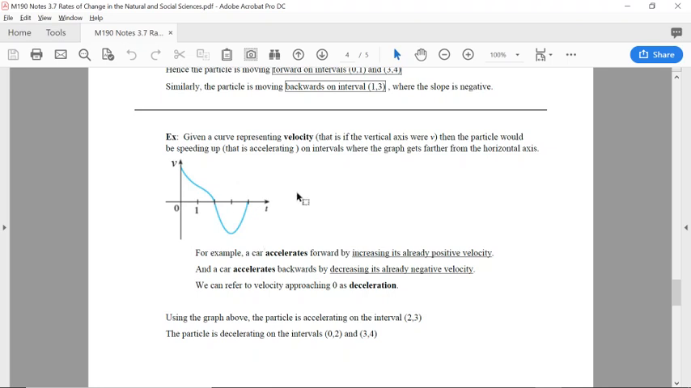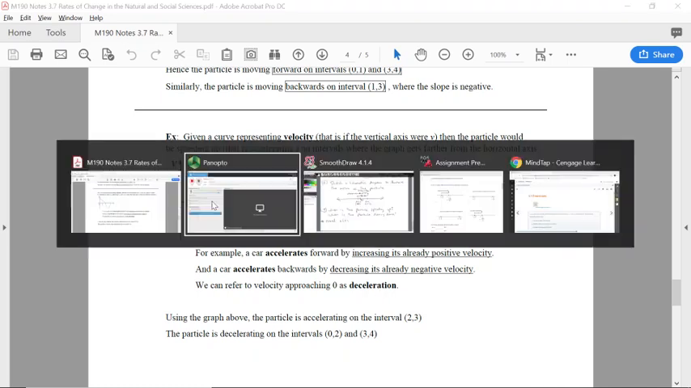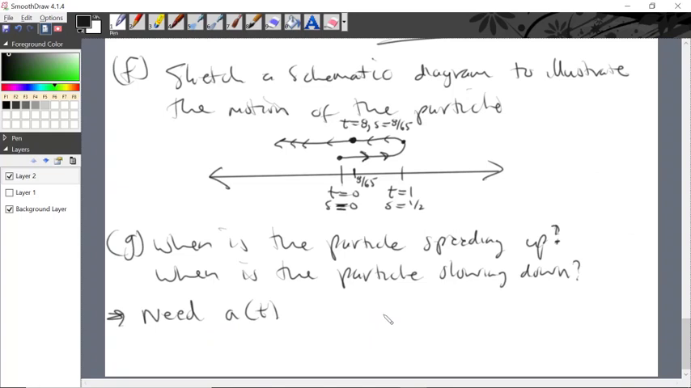So when comparing velocity and acceleration, speeding up can be indicated by when the velocity and acceleration have the same sign. If they are both positive, then the object is speeding up. If velocity and acceleration are both negative, then the object is also speeding up. It's not enough just to look at the acceleration by itself, and that's the point. If we want to know when this particle is speeding up, we need a of t, and the object is speeding up when a of t and v of t have the same sign.